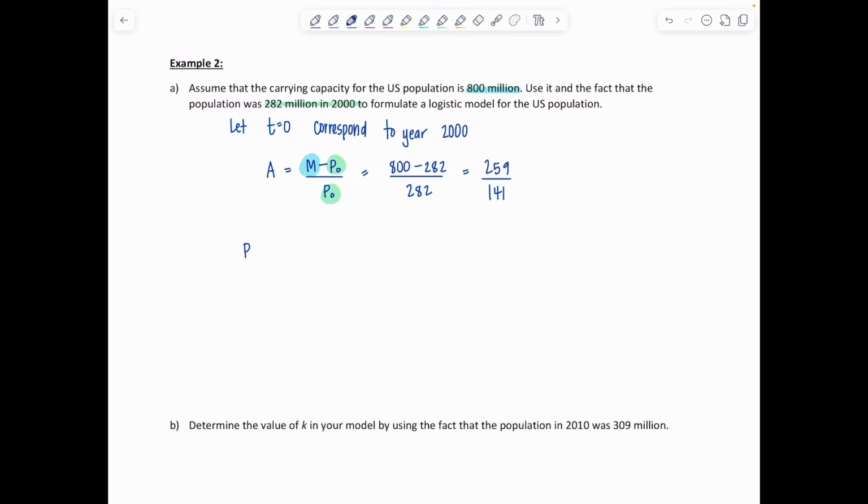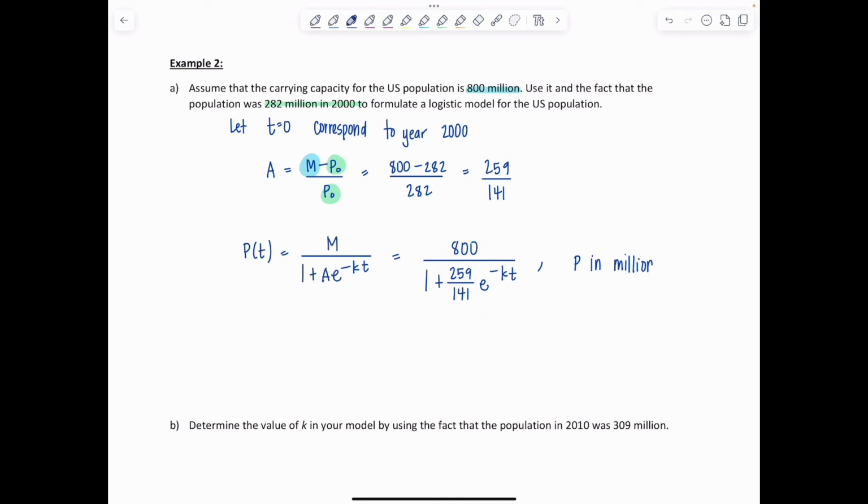All right, putting it together, P of t is M over 1 plus A e to the negative kt. So M is 800. This is all in millions. Over 1 plus 259 over 141 e to the negative kt. And let's just remind the people, P is in millions. So no, I can't find K. They didn't give me enough information. I just wrote out the model, but I need more information if I'm going to pin down exactly what the value of K is. They'd need to give me something like this.